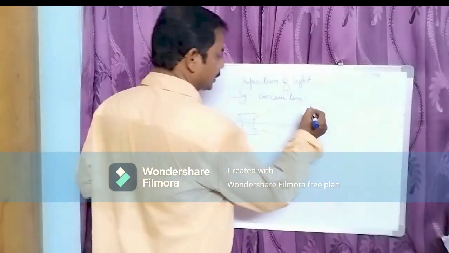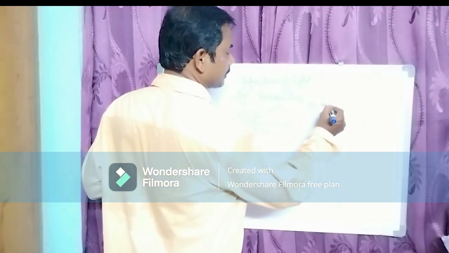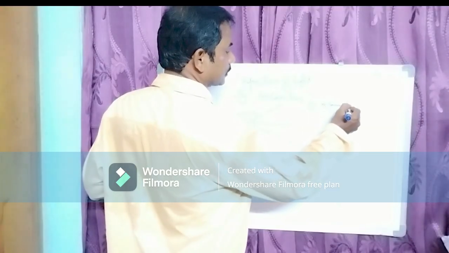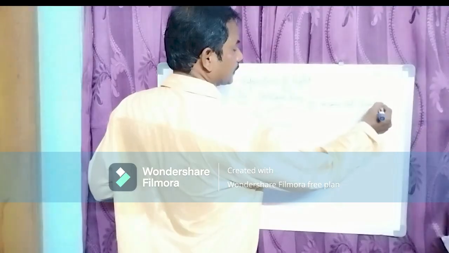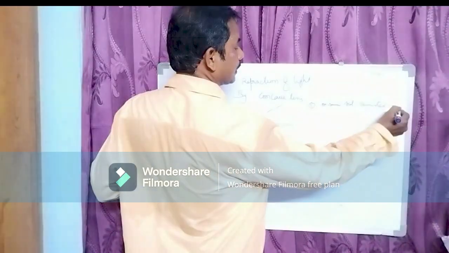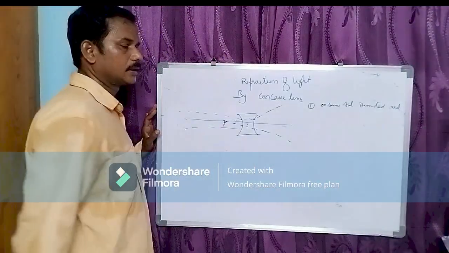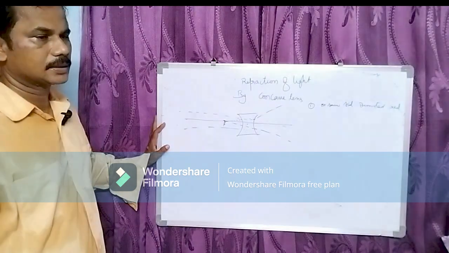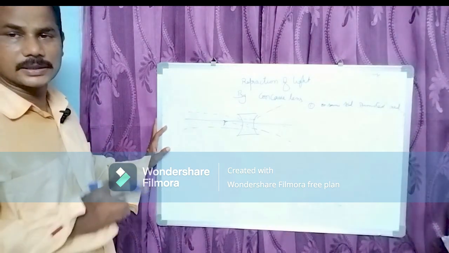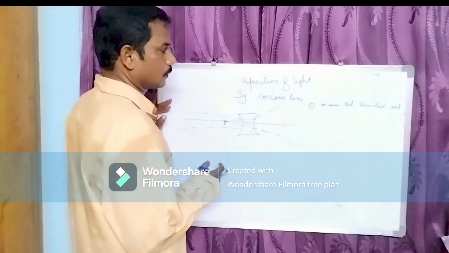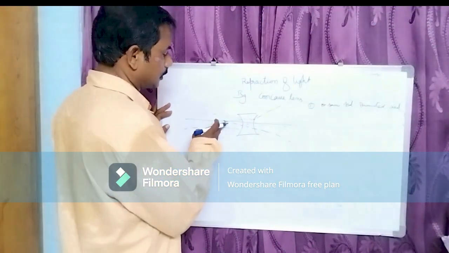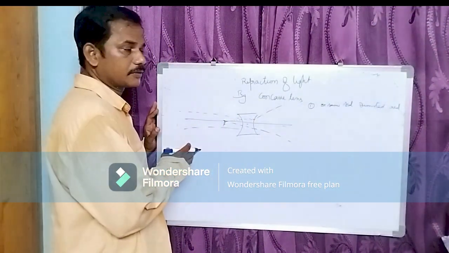So here the image forms on the same side, diminished and virtual. In the previous case, we got real images, all of them are real images. Here we get images on the same side, and these are virtual images.